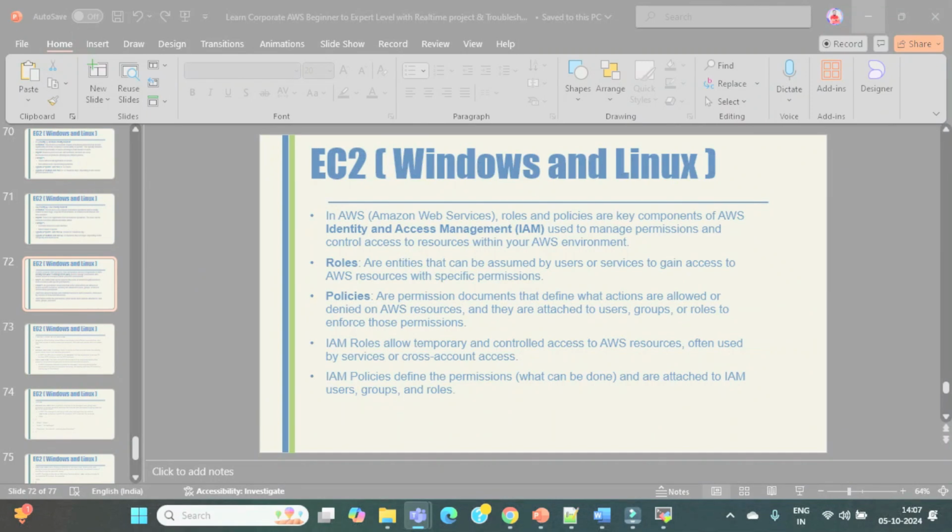Suppose you have your own house, you have built your house, but what is the proof that it is your house? You should have some kind of documentation, yes or no? So that documentation is nothing but your policies. Abhishek is a role, friends.